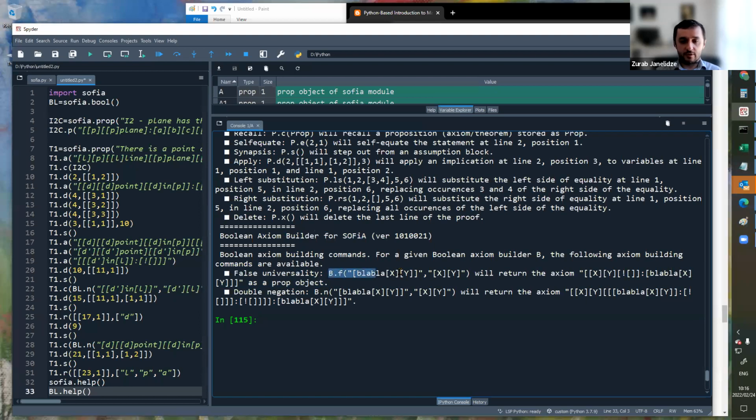This one returns an axiom that uses falsity. This axiom says that falsity implies anything. Let's say if I want to claim that blah blah xy implies anything for arbitrary values of x and y, I call this function and I will get that whenever I'm given x and y, then falsity will imply blah blah xy. And the double negation rule, which we've already used twice in this last proof.